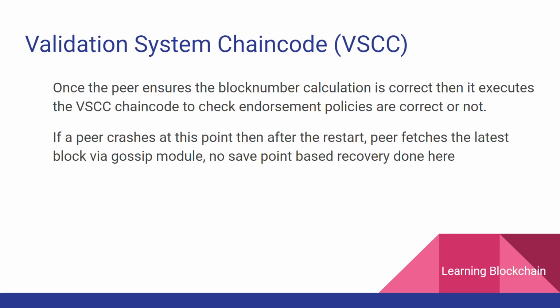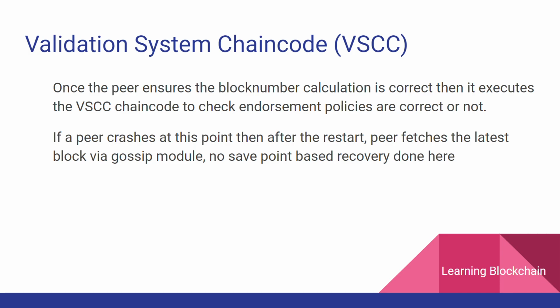The next point is the validation system chain code. In short, it is called VSCC. So what is the purpose of this validation system chain code? We need to understand. Once the peer ensures that the block number calculation is correct, then it executes the VSCC chain code to check whether the endorsement policies are correct or not. VSCC is basically a system chain code which is present inside the Hyperledger Fabric blockchain technology. It is not an application level chain code.